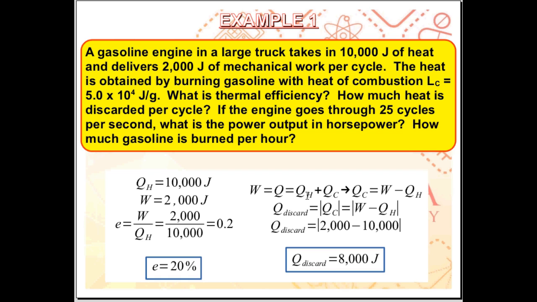For a heat engine, which has a cyclic process, W is equal to Q, and Q is equal to QH plus QC. Rearranging, we have QC is equal to W minus QH. Using this equation, we are able to determine how much heat is discarded per cycle, 8,000 joules.